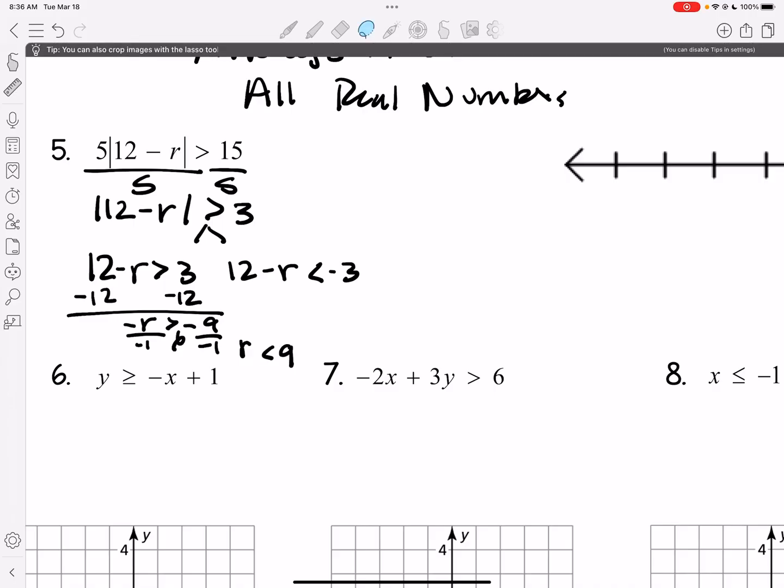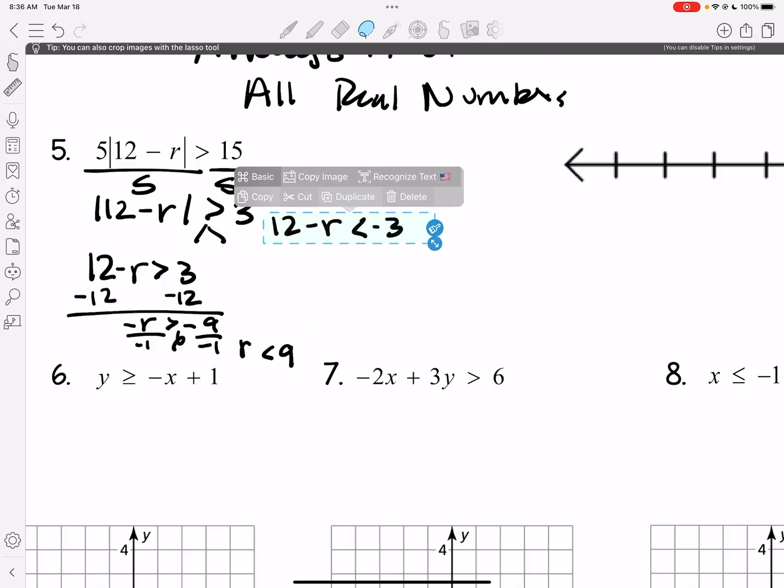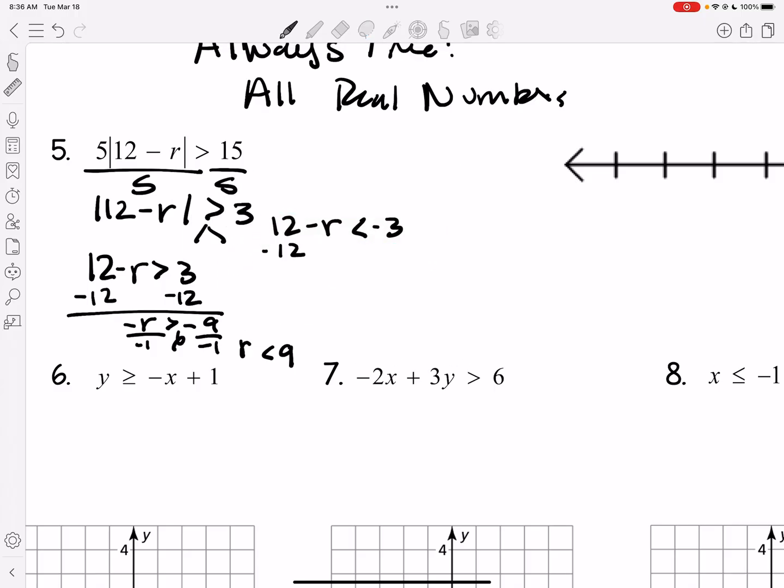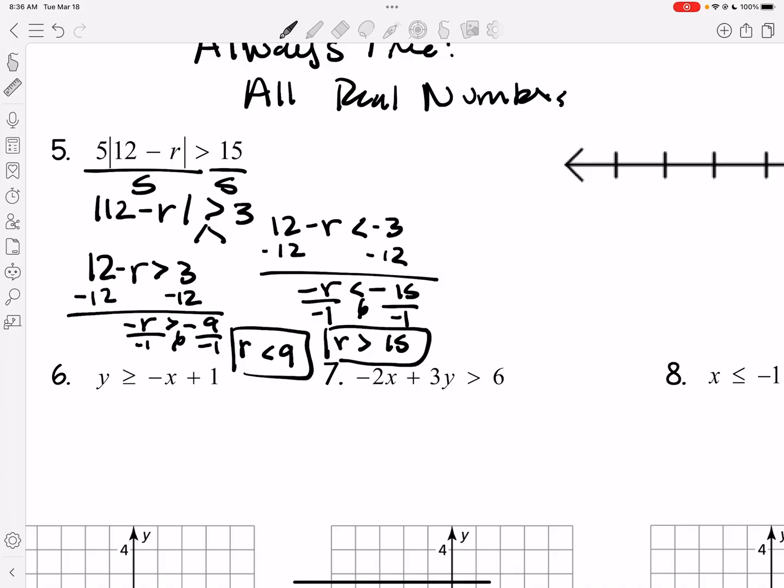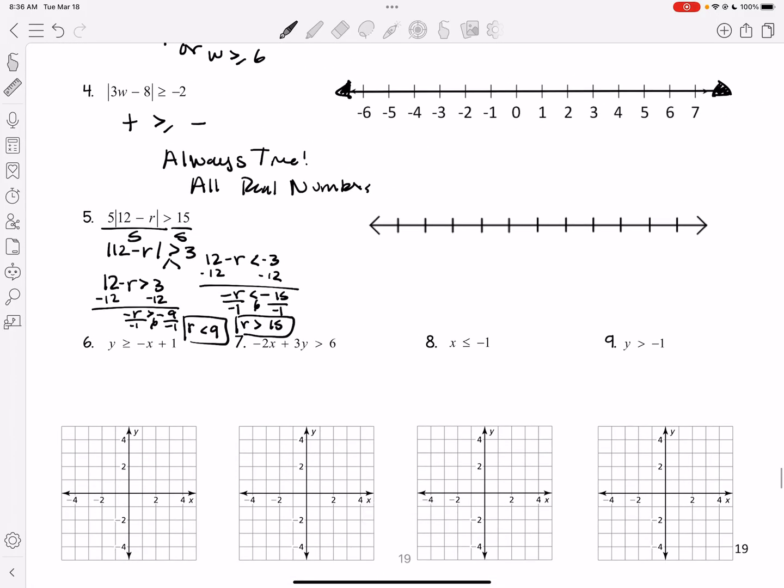Doing the same thing over here on the right, I'm going to move this guy just so I have room. I'm going to subtract the 12 from both sides to get negative r is less than negative 15. Divide by negative 1. Flip the sign so I get r is greater than 15. So if I'm looking at this right here, I can first of all see that I have 9 and 15. So I'm going to go 8, 9, 10, 11, 12, 13, 14, 15, 16, and 18.